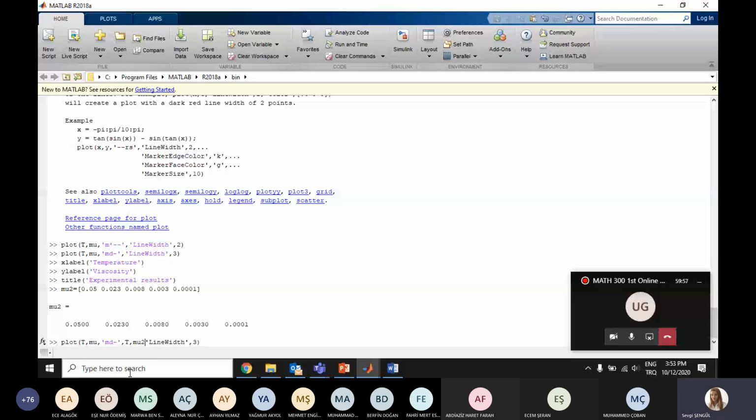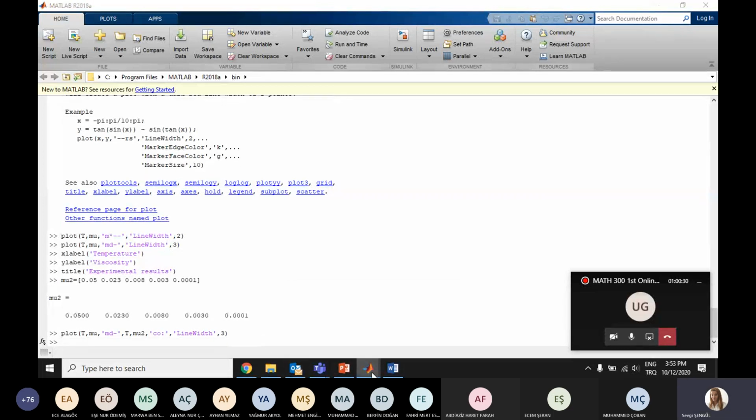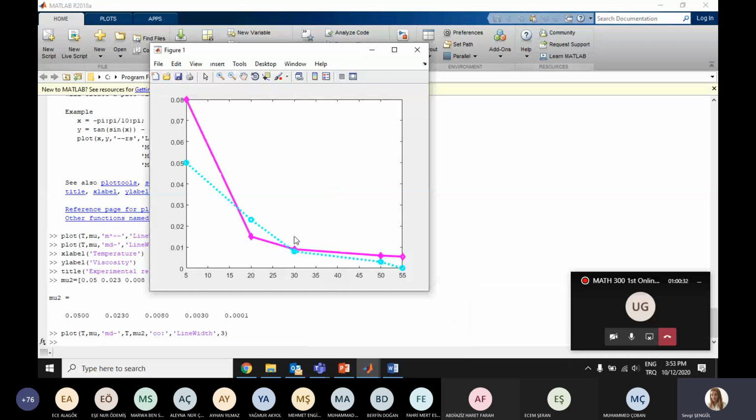Y vector, check that out. That's why I write my X will be the same temperature, my Y will be the mu2, and I specify for the second line, I will say cyan. Okay, circle, doesn't matter. Once I say enter, see, it added the second temperature results here.